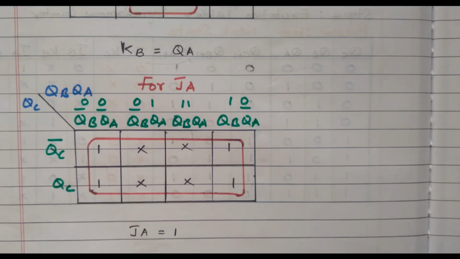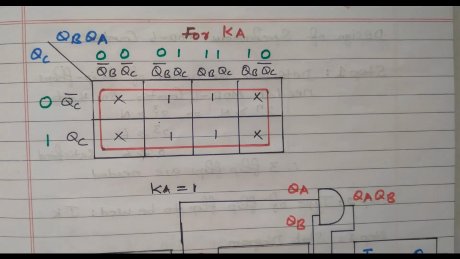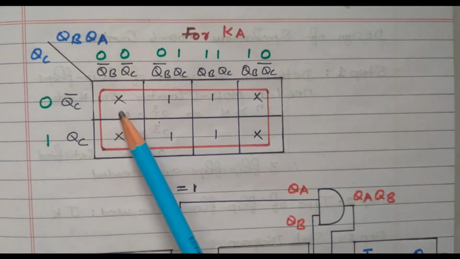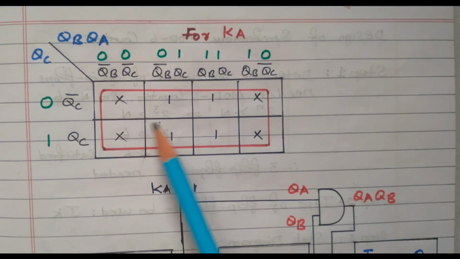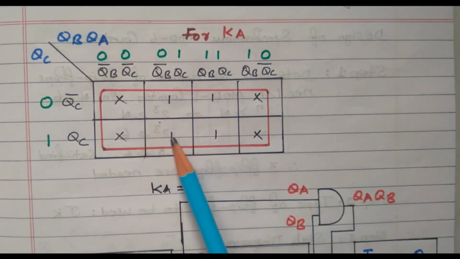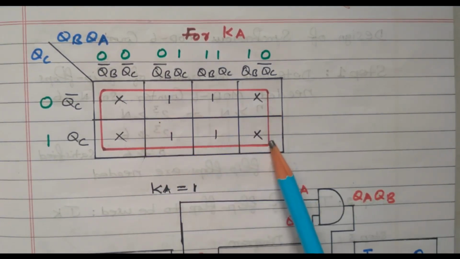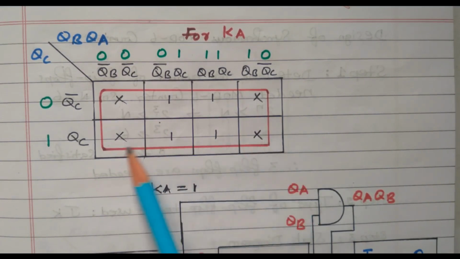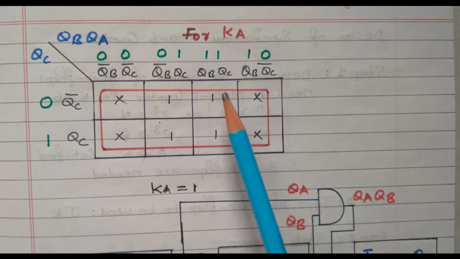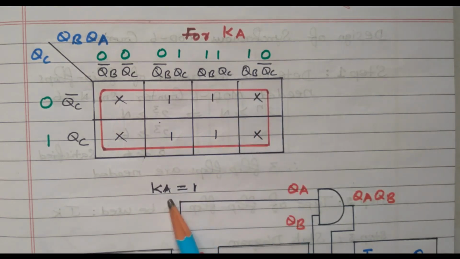Now we'll go to the KA. What is the input for KA? From the tabular column, these 2 are cross marks, don't care condition, these 4 are 1, and the last column is also a don't care condition. So here also we can group all 8 cells. So what we got is KA equal to 1.